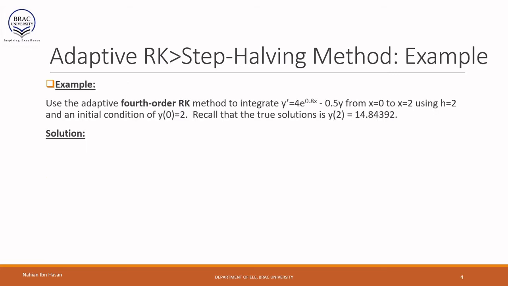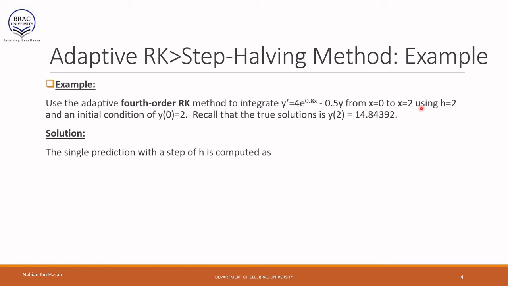So we are going to show you an example of how the step halving method actually works. Let's say we have this ordinary differential equation, and we need to solve it through the adaptive fourth order Runge method. We are given the range of the data points from x equal to 0 to x equal to 2, and the initial step size, which is h equal to 2. We are given the initial conditions as well as the true solutions. So how are we going to approach the solution?